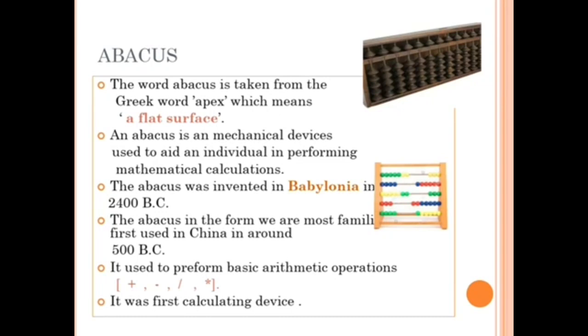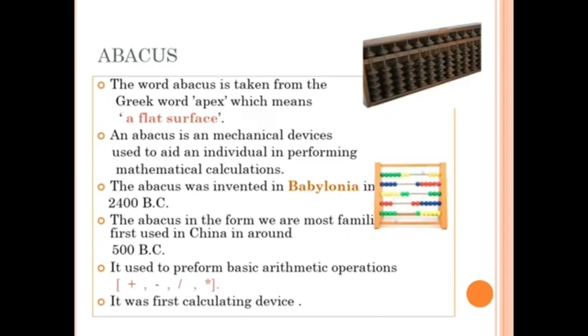Abacus means a flat surface, and in the olden days it was used to help merchants and traders buy or sell items. Who invented this one? Babylonia invented the abacus. Next, in China they used it to count large numbers. It performs the basic arithmetic operations: addition, subtraction, multiplication and division, and it is called the first calculating device.